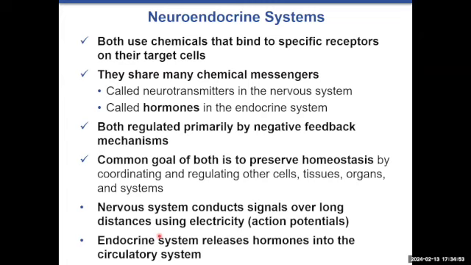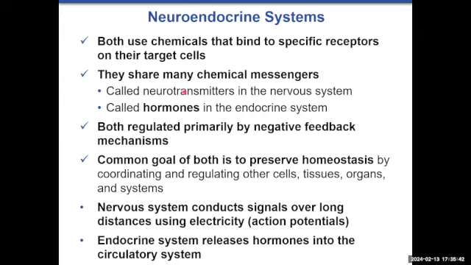And again, I want to remind everybody that the nervous system and the endocrine system function virtually seamlessly together, and that's the reason why we often call it the neuroendocrine system. Both use chemicals that bind to specific receptors on their target sites. They actually share many of the same chemical messengers. When we were talking about the nervous system, we talked about acetylcholine, epinephrine, norepinephrine, and all of those different types of neurotransmitters. Some of those chemical messengers are also shared in the endocrine system.